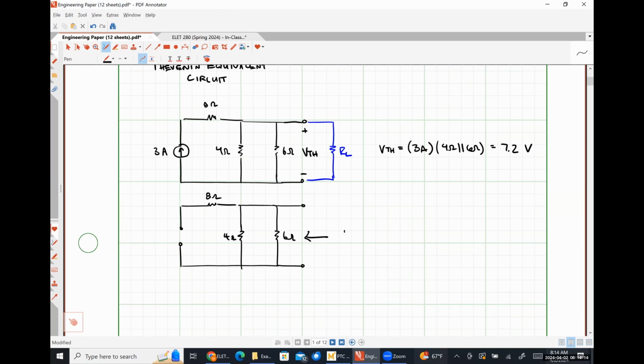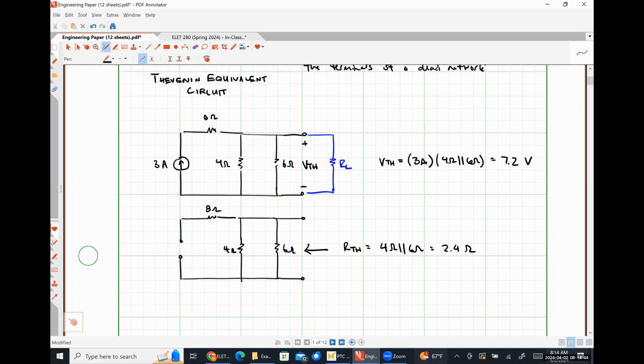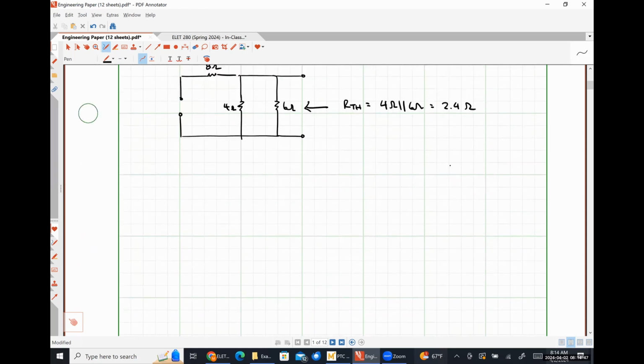So our Thevenin resistance here, what would that be? Absolutely right. Why doesn't the 8 ohm resistor show up? Because it's not part of a closed current carrying path. Absolutely. So just 4 in parallel with 6. Or 2.4 ohms. Okay. So we also have an option of what's called a Norton equivalent circuit.